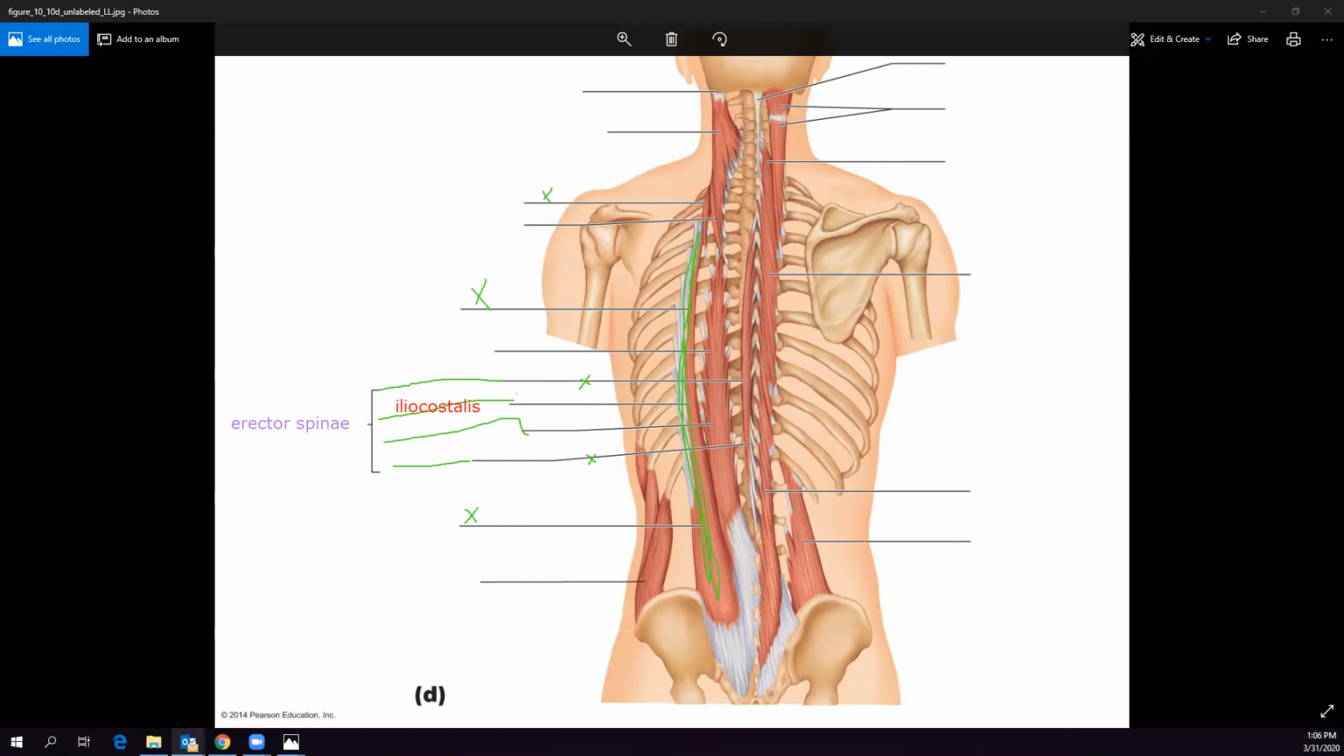Then the next one is called the longissimus. We're going to do the longissimus in blue, and that's this one.